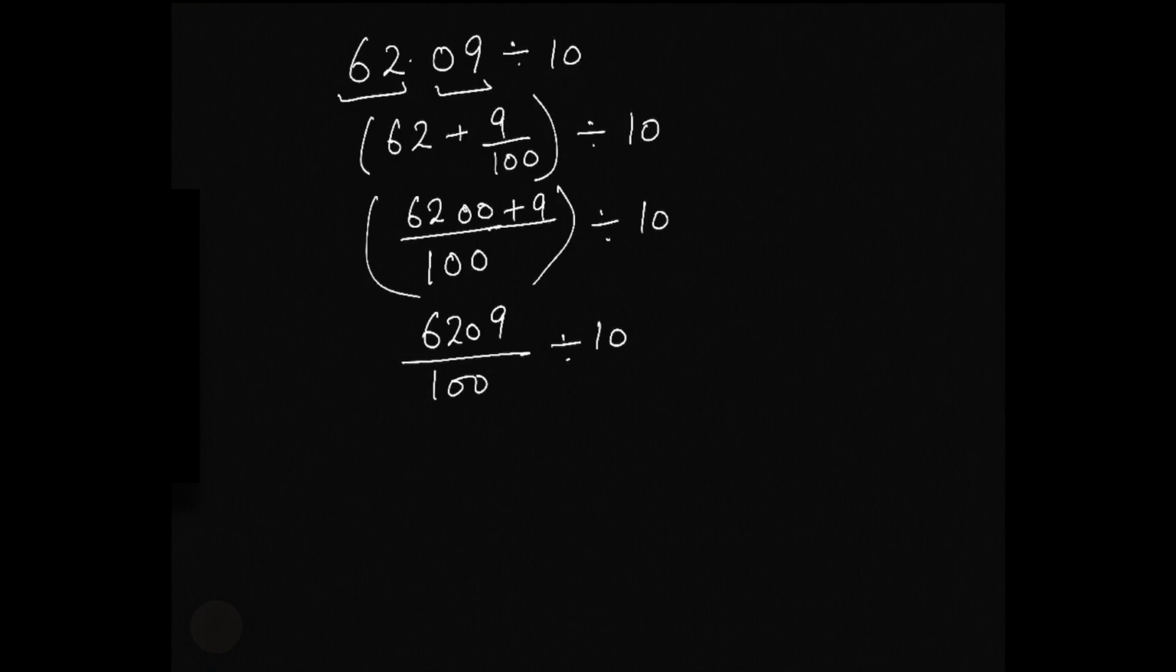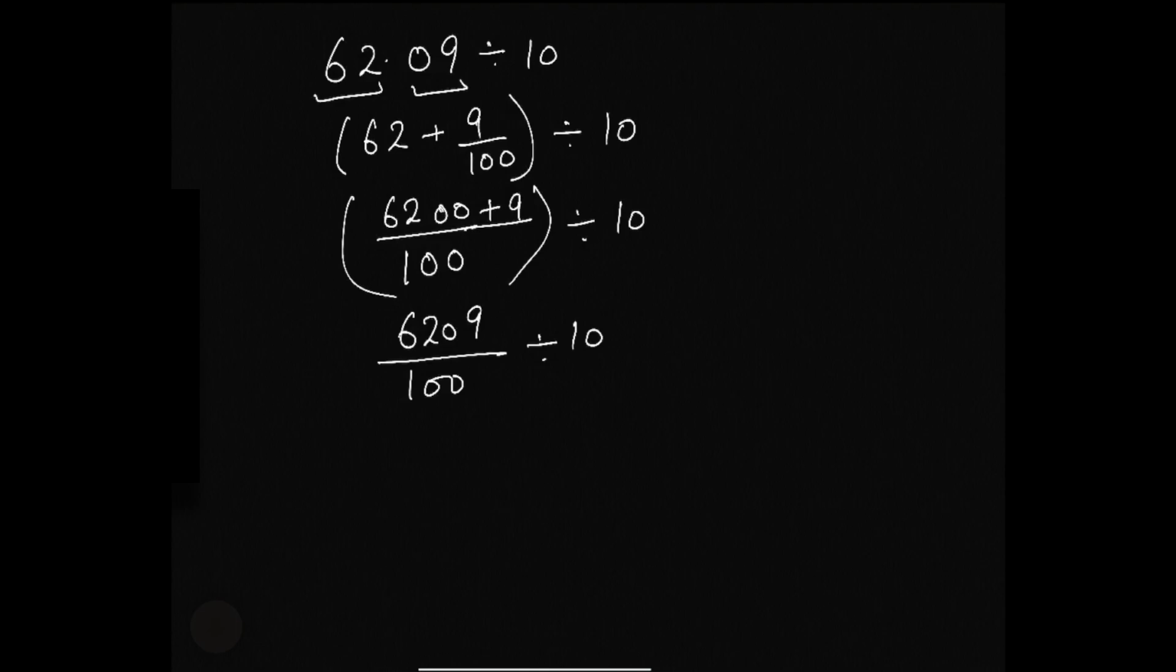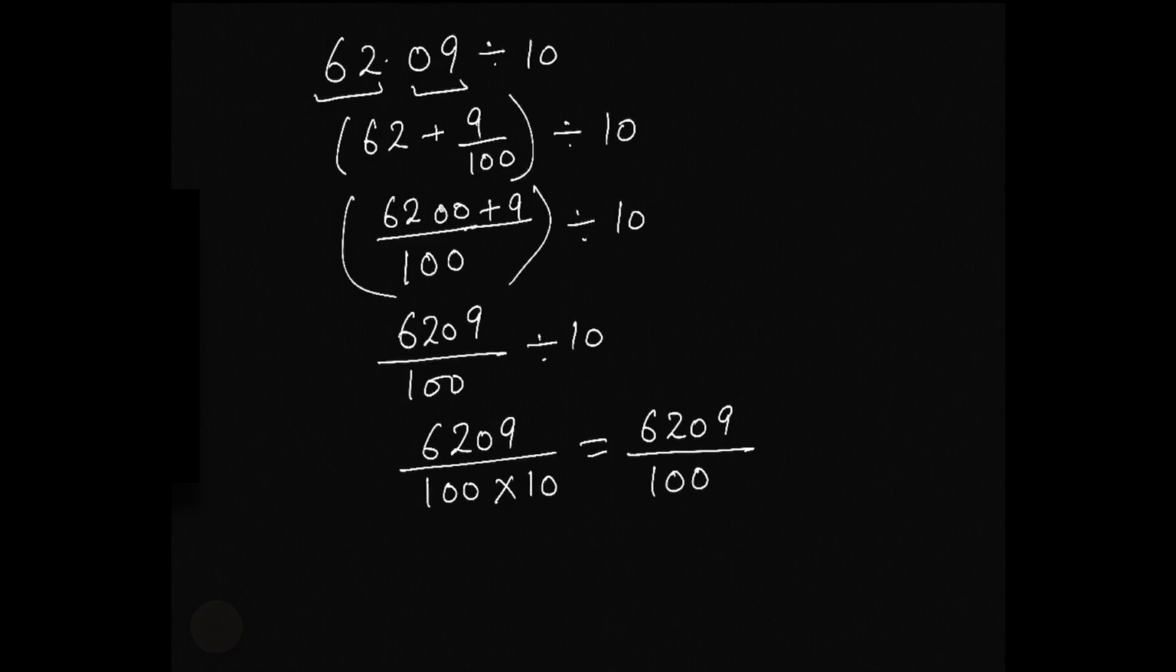Now you know this is divided by 10, so this 10 will also go in the denominator. So 6209 upon 100, and this 10 will also come here, so I am writing into 10. So this is 6209 upon 1000. If you follow the shortcut, we know the decimal shifts towards the left, right? 62.09 becomes 6.209. But if we go the long way, we understand why it is going towards the left.